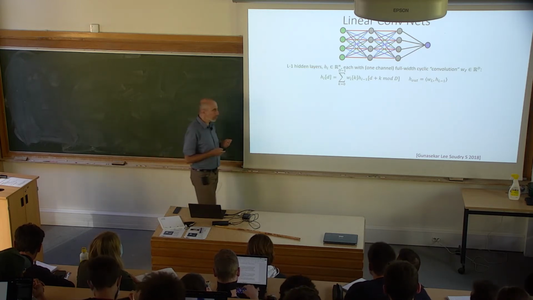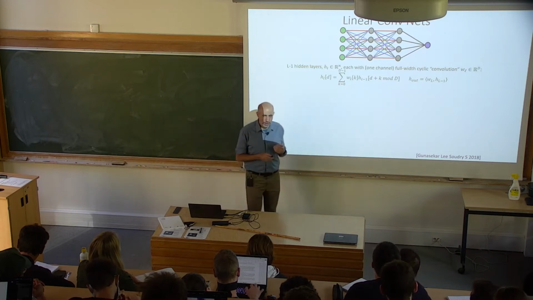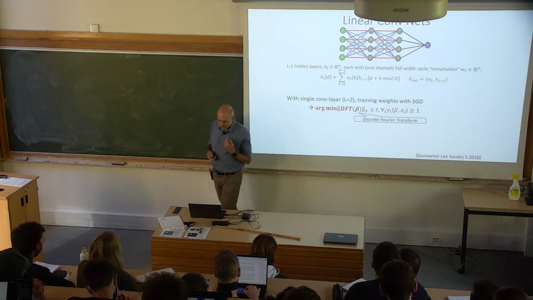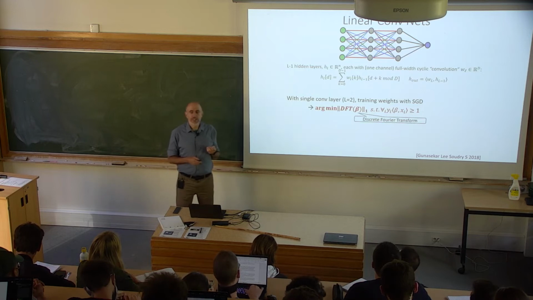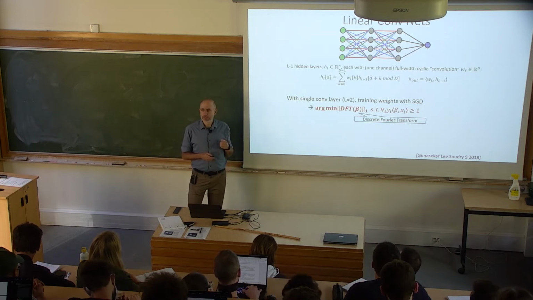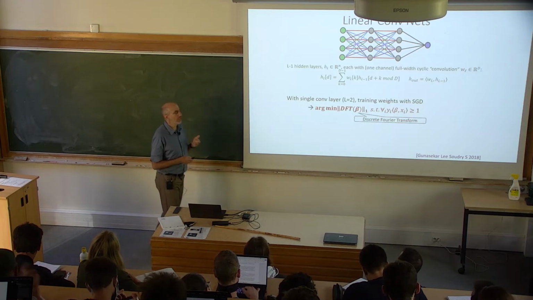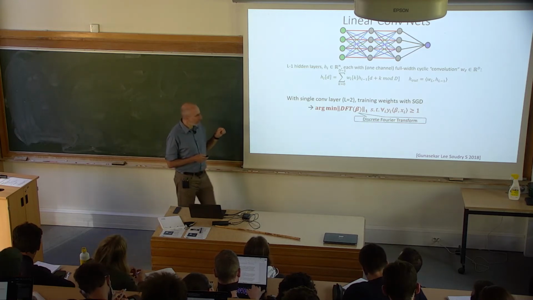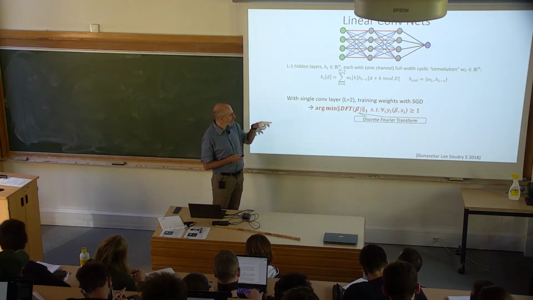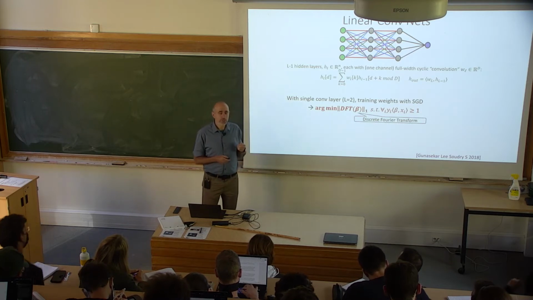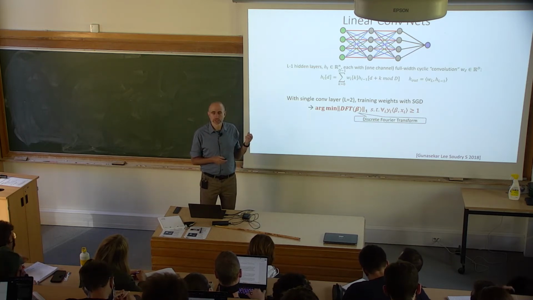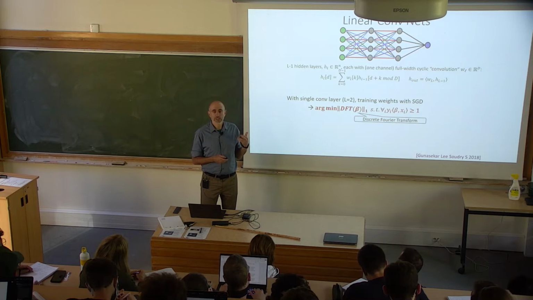But if I train this with gradient descent, then what I actually get is I'm implicitly minimizing the L1 norm in the frequency domain. There are many different linear predictors that separate the data here because I'm underdetermined. And the linear predictor I'm going to choose is the one whose discrete Fourier transform has the minimum L1 norm. So I get sparsity in the frequency domain.